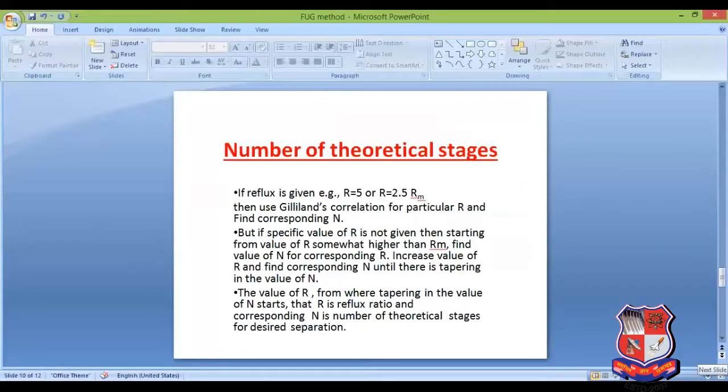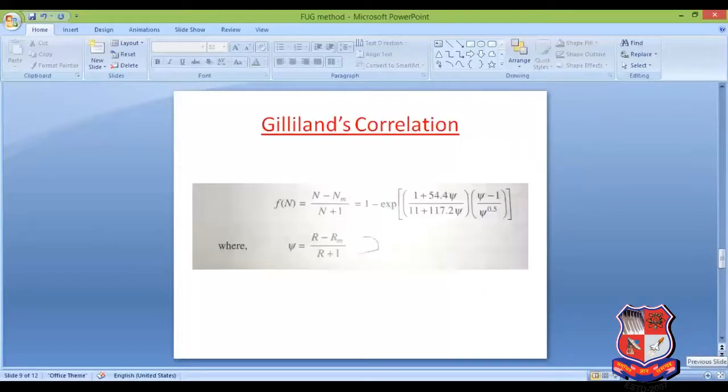Now determine the number of theoretical stages. See what things can be possible. If the reflux ratio is given, for example, say R is equal to 5, or say R is equal to 2.5 Rm, then you simply use this Gilliland correlation.